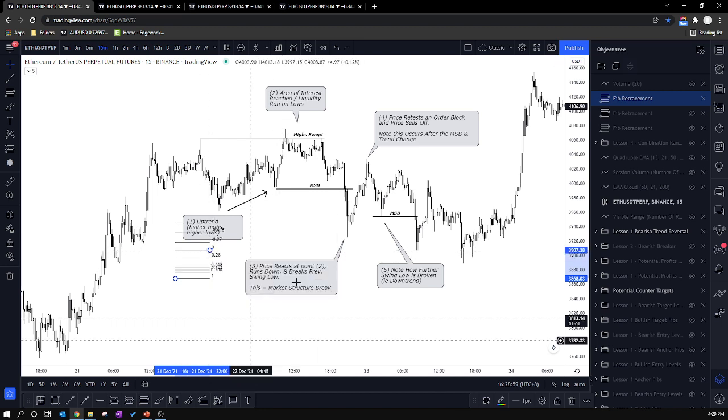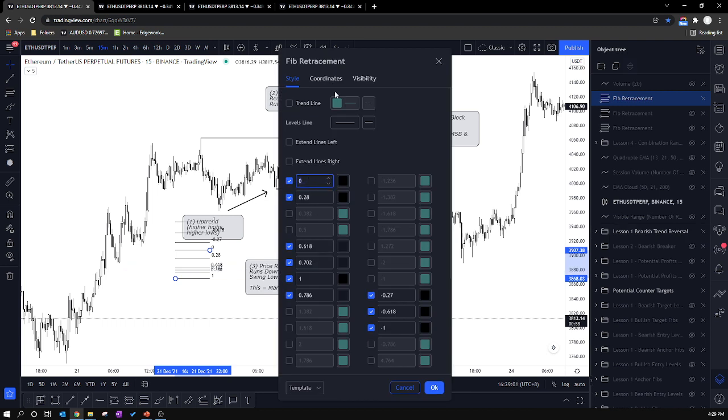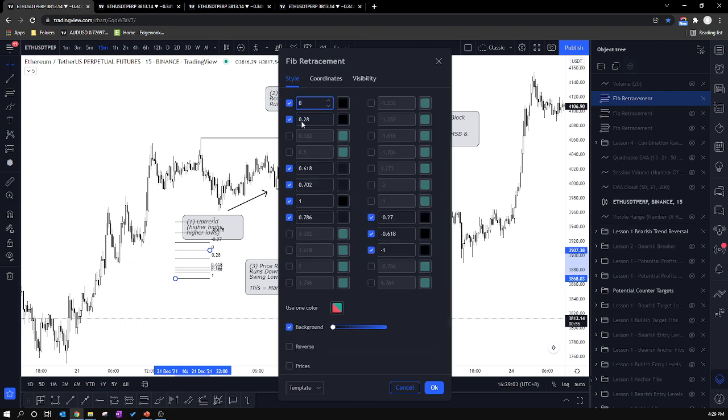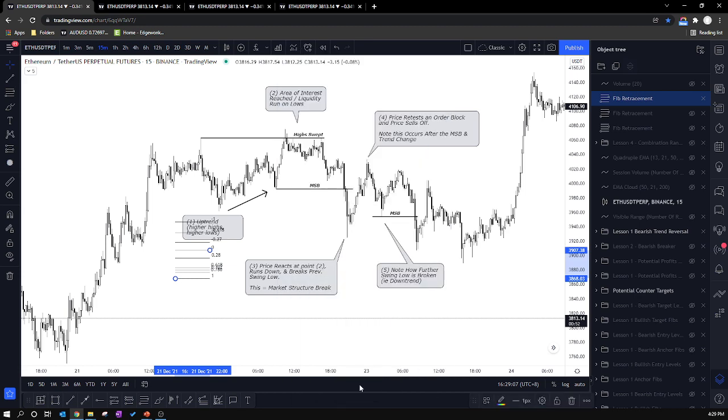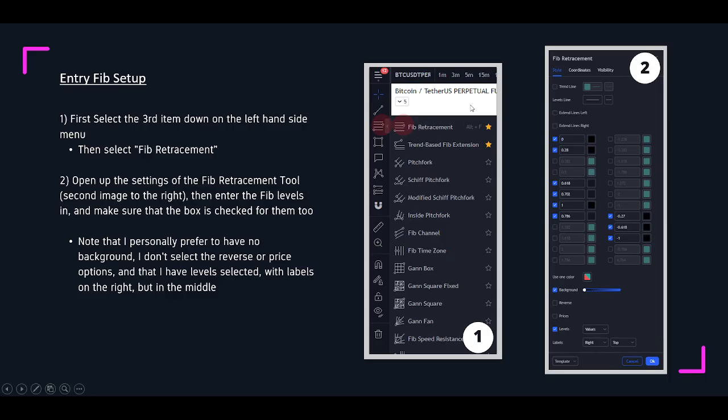And if you check settings, then you can see that here's the style, the figures I use, and then the background levels, and so on and so forth, which you can see quite clearly here, which I've done. And you wouldn't believe how much time this type of thing takes to make, but here we go. You've got it nice and easy as a cheat sheet. So just read through this area and you can see that I have no background. I don't select reversal or price options. And then I have levels selected with labels on the right, but they're in the middle. It's my preference. You may like it the other way.